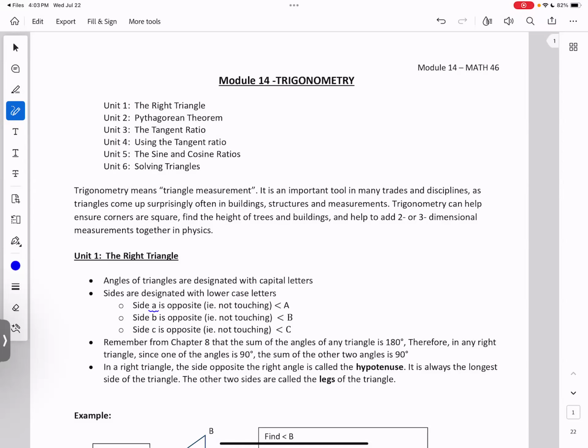The first two units should be a bit of a review from chapter 8, and then we're going to get into the other units, which go on looking at the angles and sides and properties of those for right triangles.